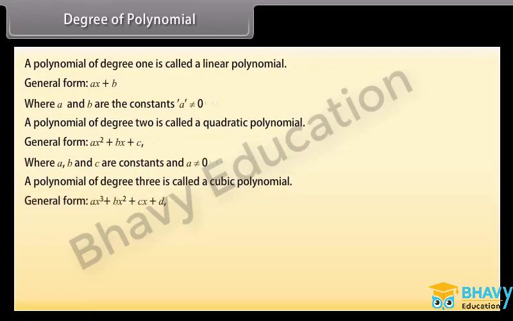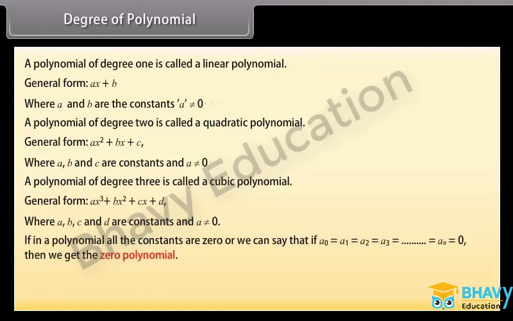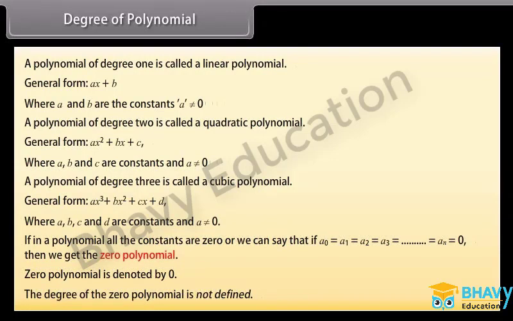Its general form is ax raised to the power 3 plus bx raised to the power 2 plus cx plus d, where a, b, c and d are constants and a is not equal to 0. If in a polynomial all the constants are 0, that is, a0 is equal to a1, is equal to a2, is equal to a3, and so on, is equal to an, is equal to 0, then we get the 0 polynomial. The 0 polynomial is denoted by 0. The degree of the 0 polynomial is not defined.